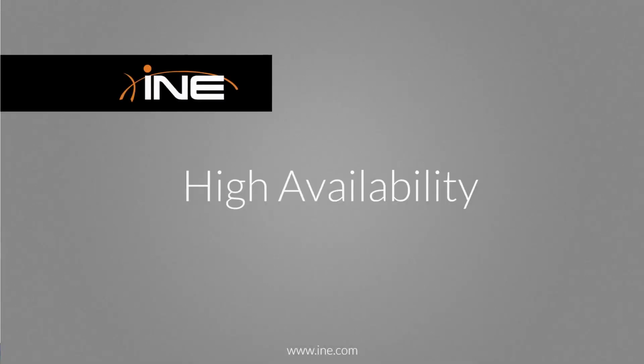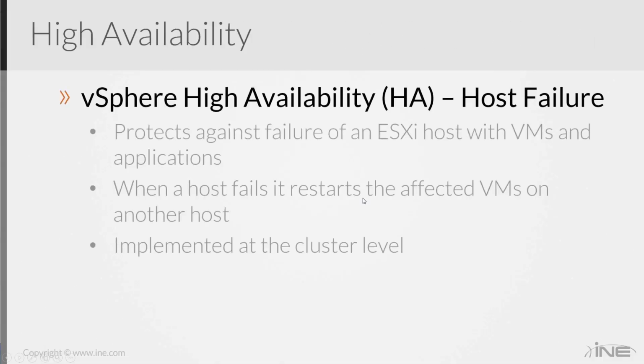vSphere HA. In this module, I'll discuss the vSphere HA features and also demonstrate HA by simulating a failed ESXi host in our infrastructure. HA host failure. vSphere HA provides protection for applications that are running on our virtual machines, as well as protection for our virtual machines should the host that they are running on fail. HA would automatically restart our virtual machines on other hosts with available capacity should their original host fail.